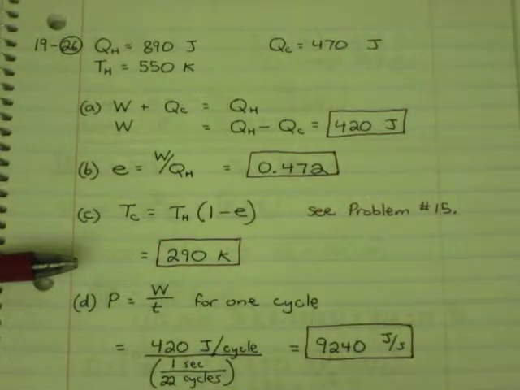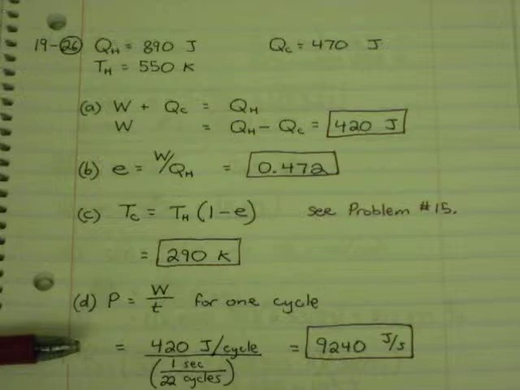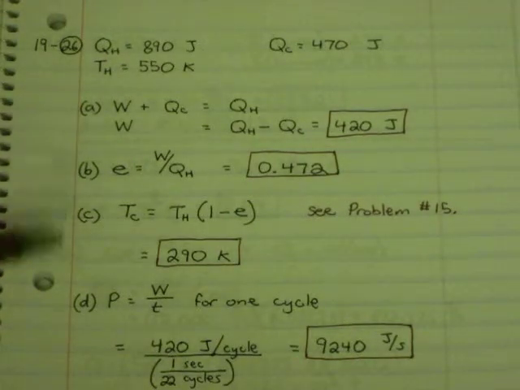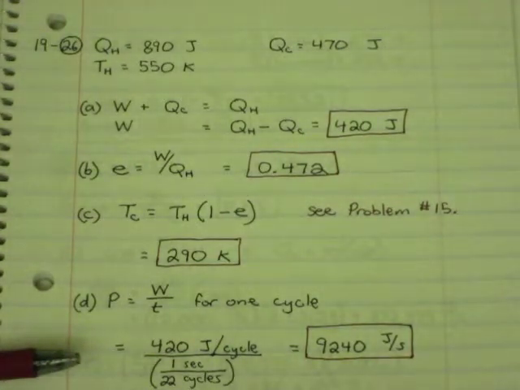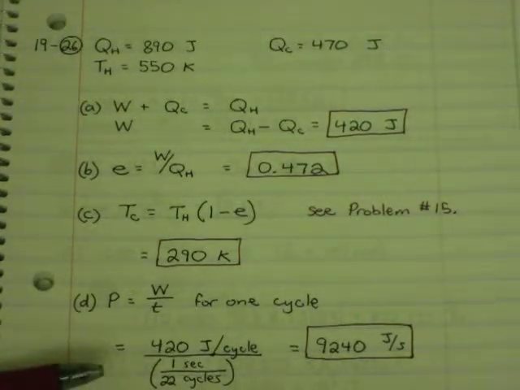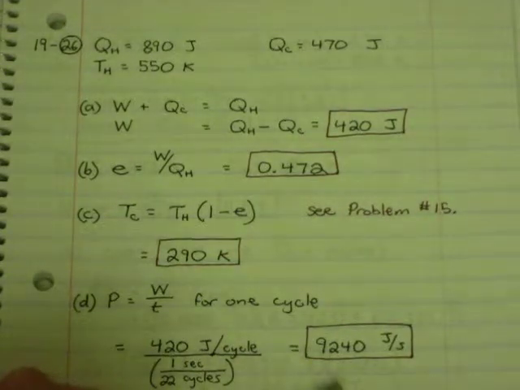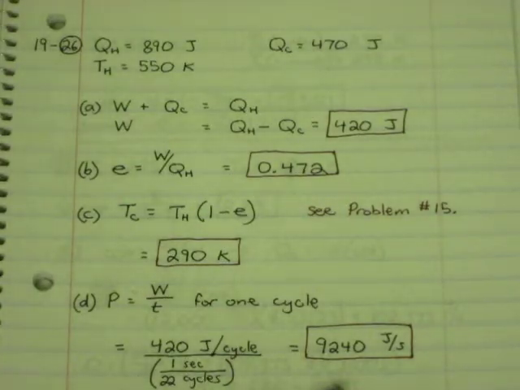Now for part D, power equals work divided by time, and we'll take that for one cycle. Well, the work for one cycle is 420 joules per cycle. We figured that out back in part B. Now, per time, it says there are 22 cycles per second, so the time of one cycle is 1 second divided by 22, 1 over 22 seconds per cycle. So 420 times 22 is 9240 joules per second, or 9240 watts.